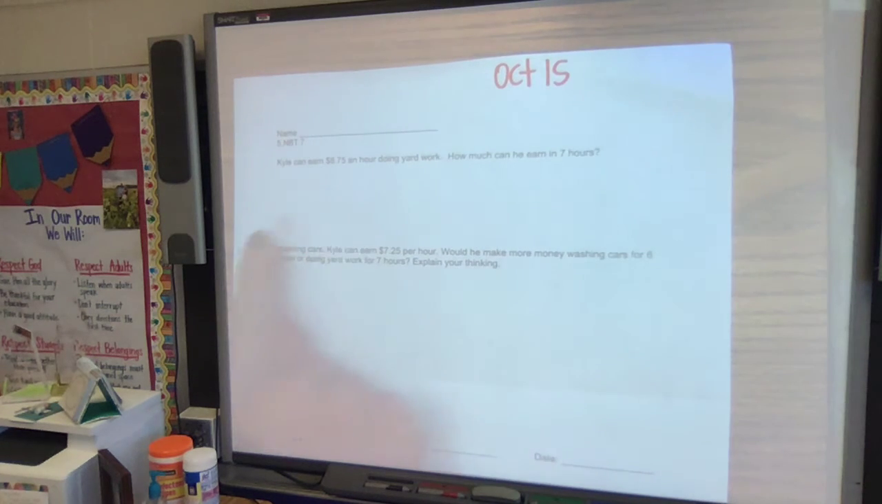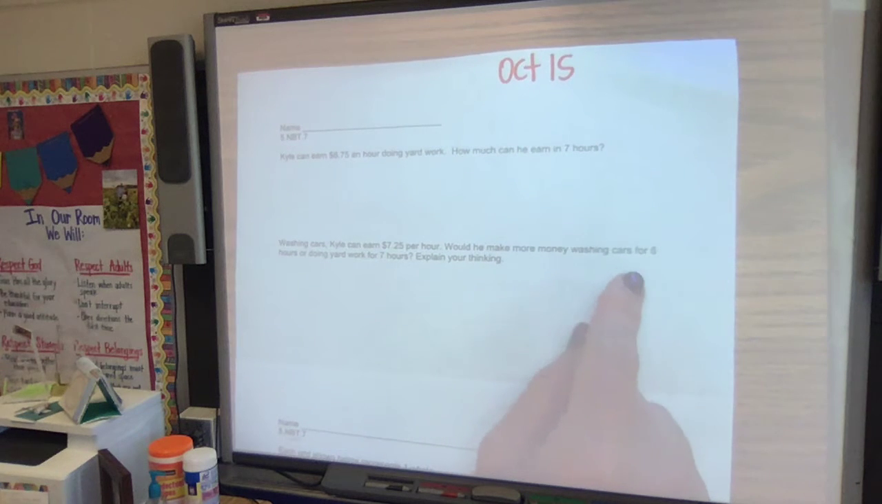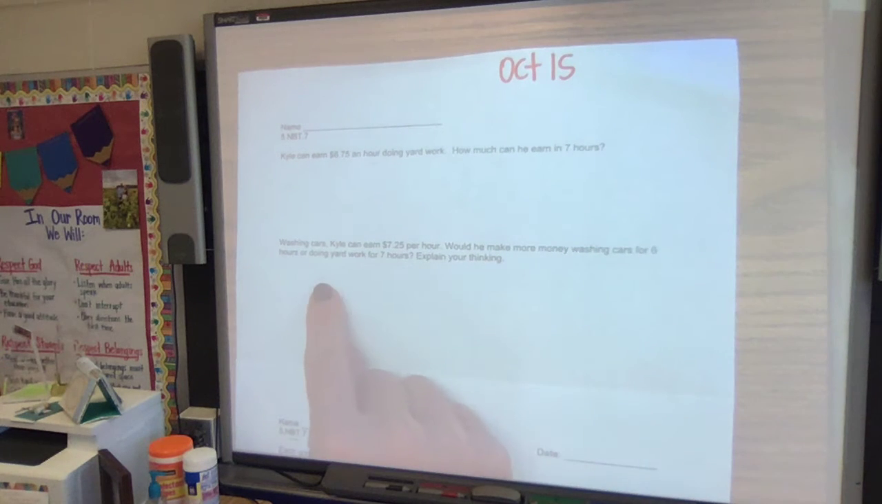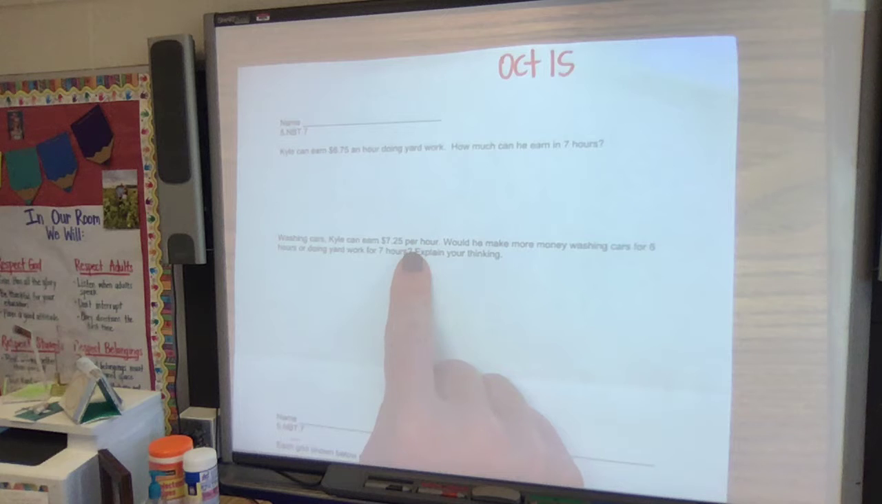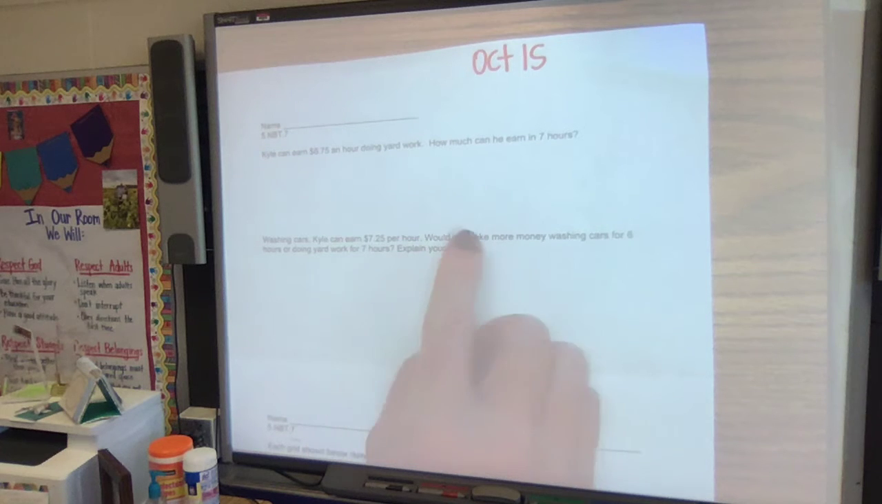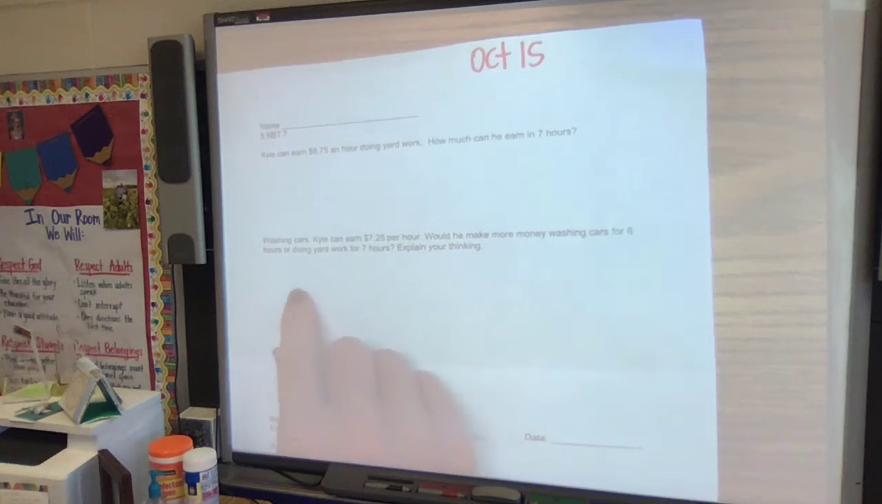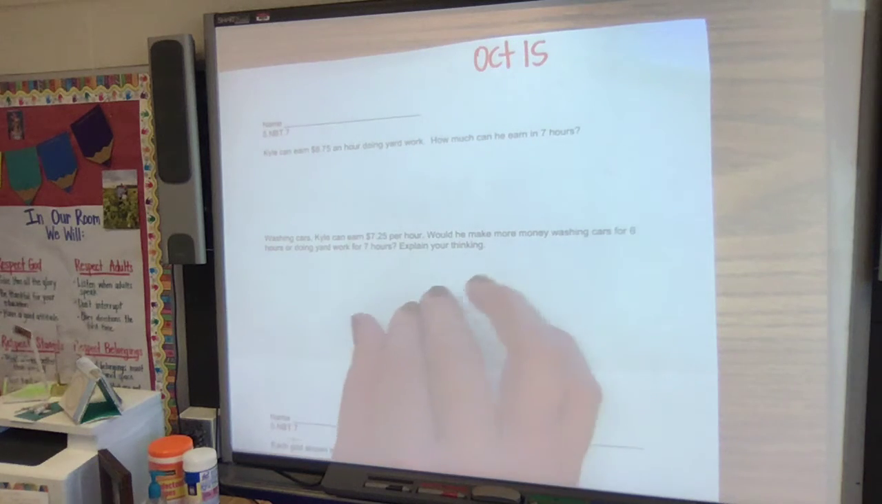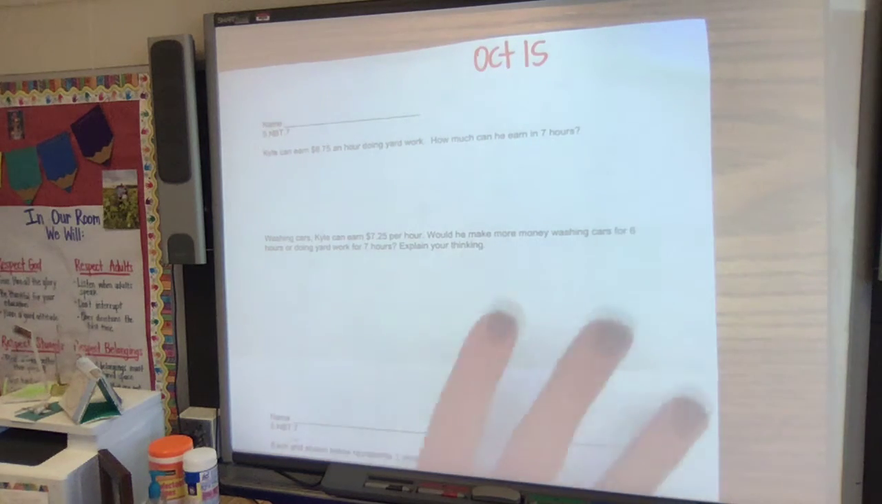All right. It also says washing cars, Kyle can earn $7.25 an hour. Would he make more money washing cars for 6 hours or doing yard work for 7 hours? Explain your thinking. So make sure that you're solving this and then make sure you answer. Would he make more washing cars or doing yard work? So you need to tell that and explain how you know.